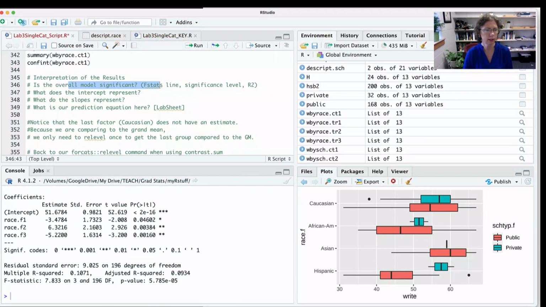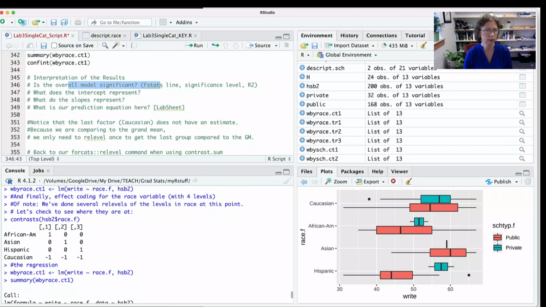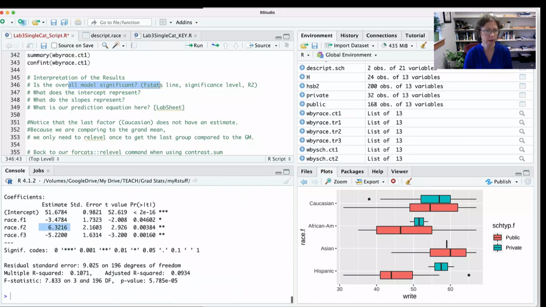So the difference between African American and the grand mean is significant. And the difference between number 2 is Asian, number 3 is Hispanic. So number 2 here, the difference between Asian and grand mean was significant, and the difference between Hispanic and grand mean was significant.